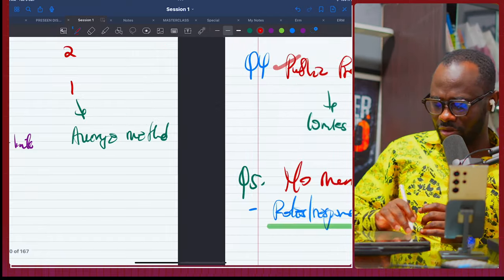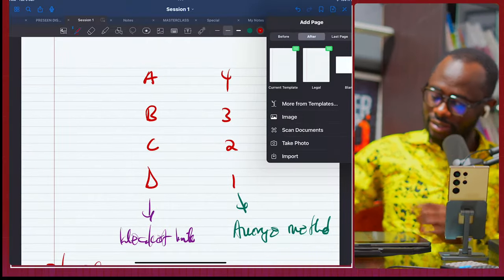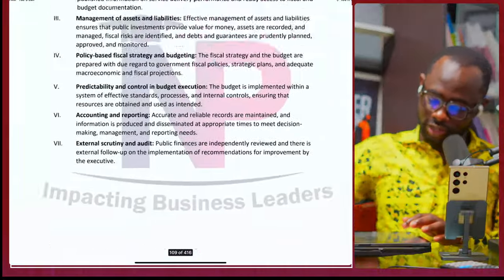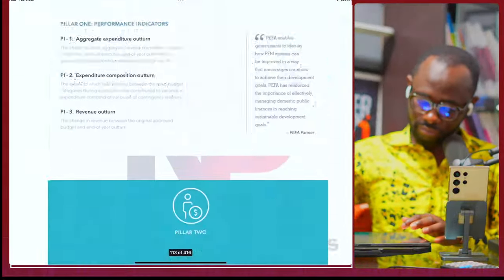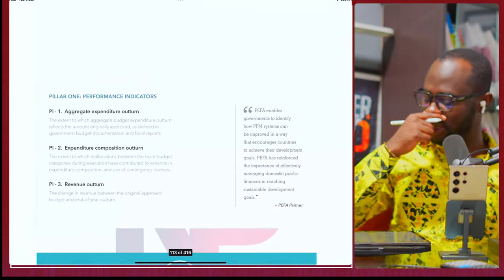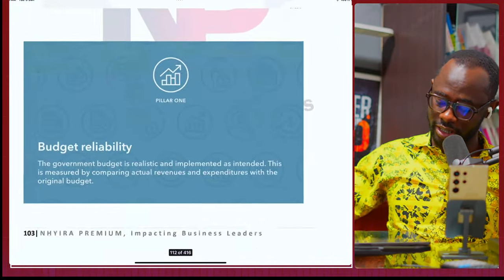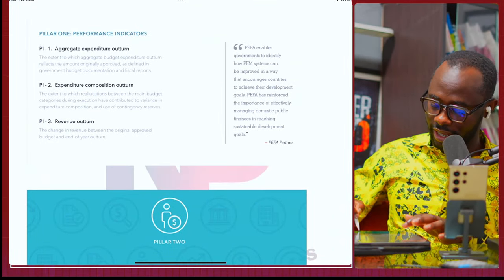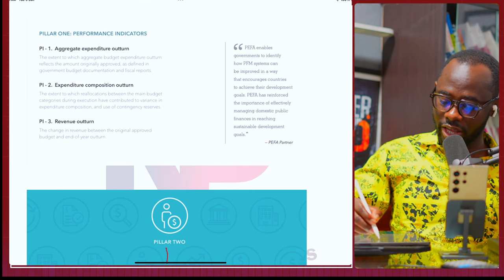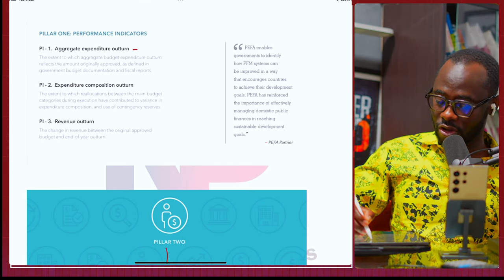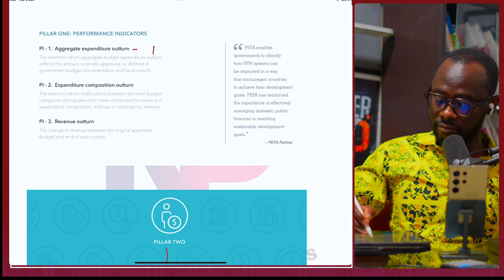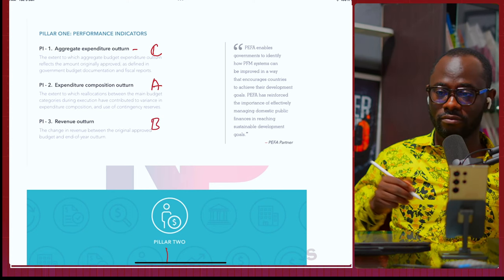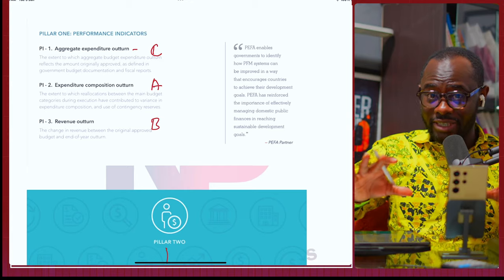So let me give you an example. Let's go back to the PEFA situation here. What are we looking at? Let's say we are looking at budget reliability. So let's say for some reason we are using the weakest link. And so let's say that the aggregate outturn has a score of, say, C. And then this has a score of A. And let's say this one has a score of B. And we are using the weakest link.